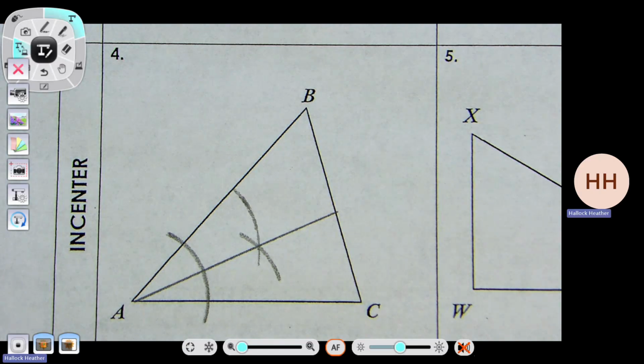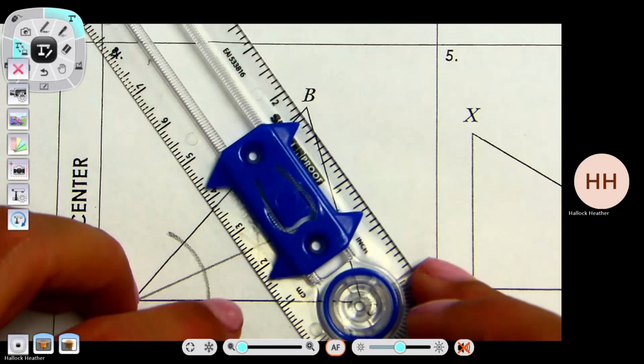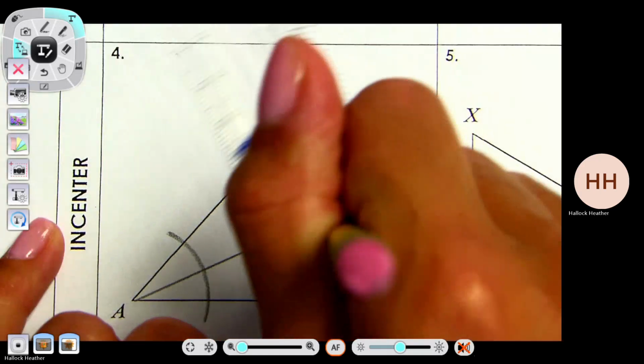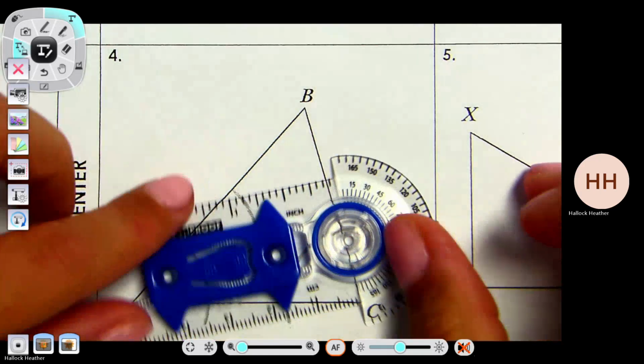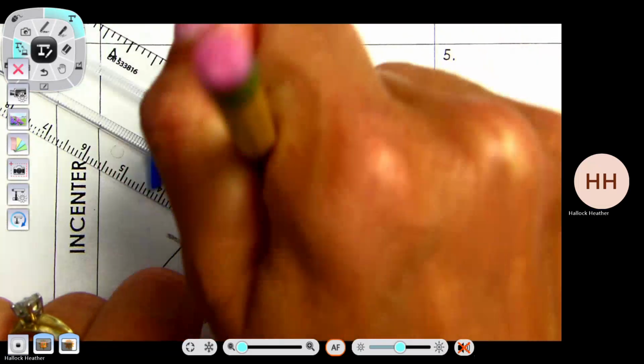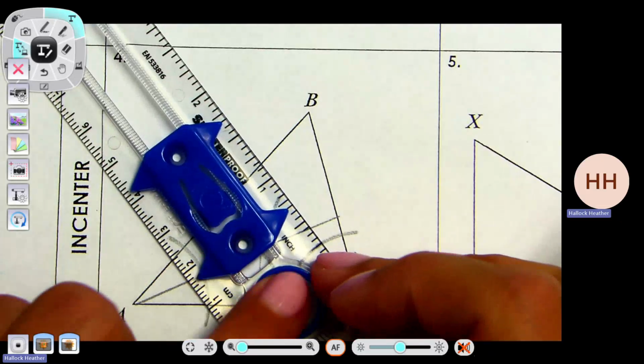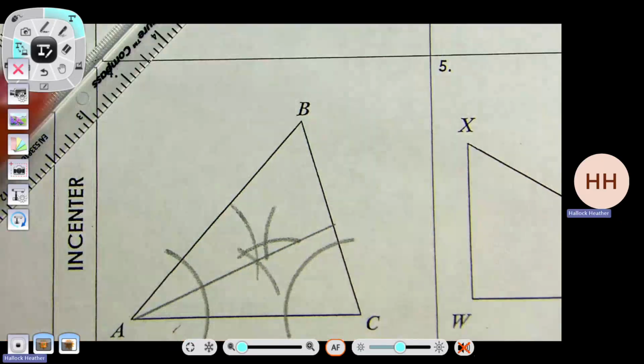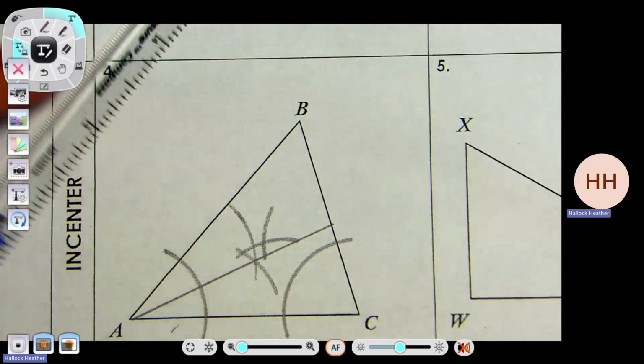Where the angle bisectors meet is the incenter. The incenter will always fall inside the triangle no matter what. Your lines are going to start crossing and you're going to be like, what the heck am I even looking at? You got to find your new X connected back to the corner.